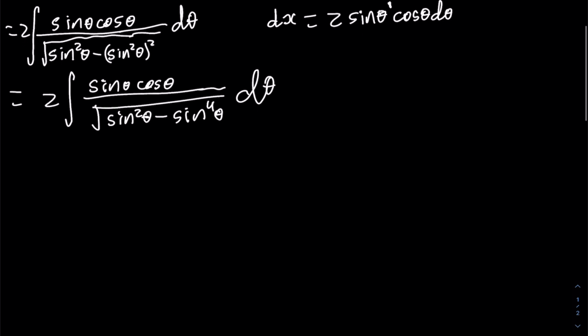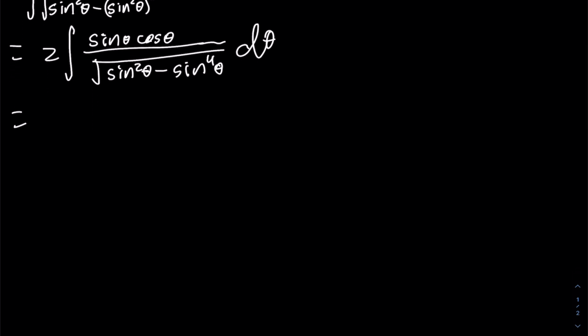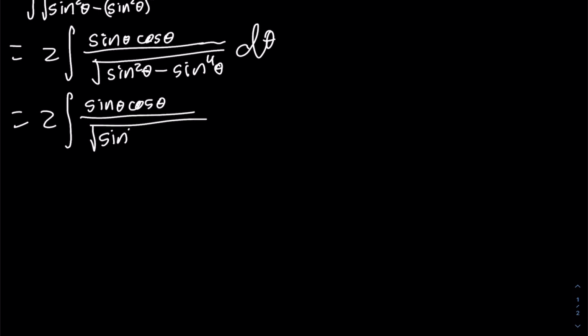But I'll tell you that this is actually not so bad, because let's try factoring out a sine squared. We see that we have a sine squared here, and we have an even power of sine here, so we can factor out a sine squared. So we have now 2 times the integral of sine theta cosine theta over the square root of sine squared theta. Okay, so now let's figure out what goes in the brackets.